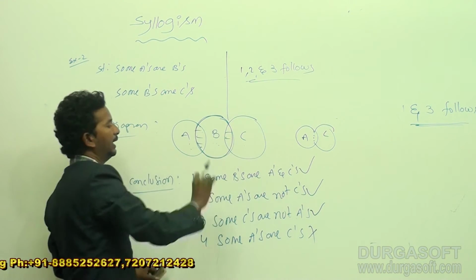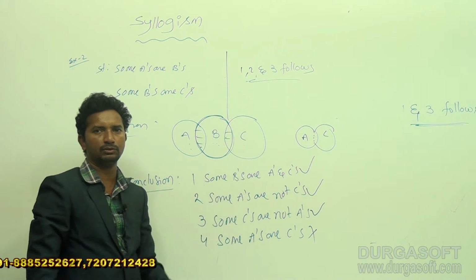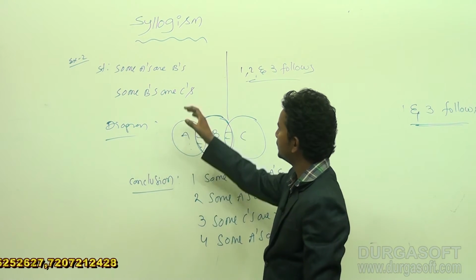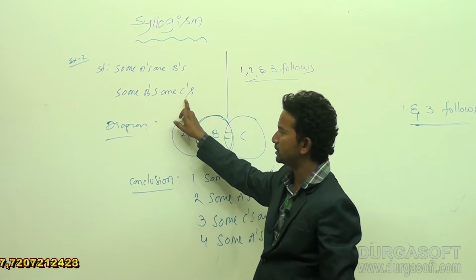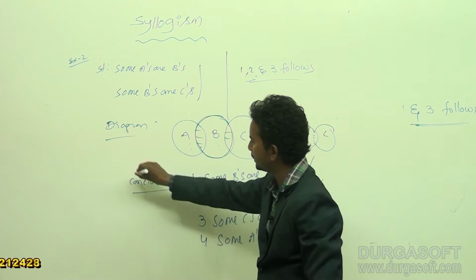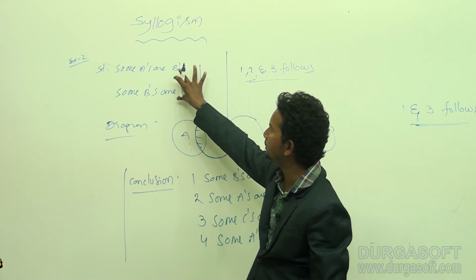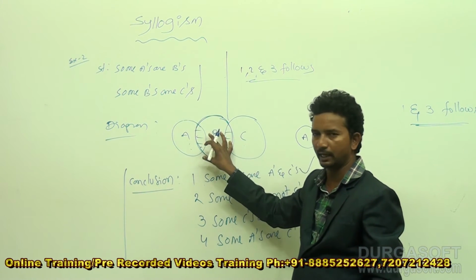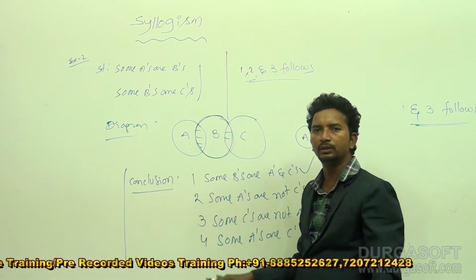According to our diagram, only these are the possibilities. Which conclusion will be true? Now check it. Once again I will repeat this one. Some A's are B's, some B's are C's. The question is given, the statement is given, the conclusion is also given. Just draw the diagram. Whatever statement is given, you draw the diagram. This statement, this is the diagram. Now check which conclusion will be true here.